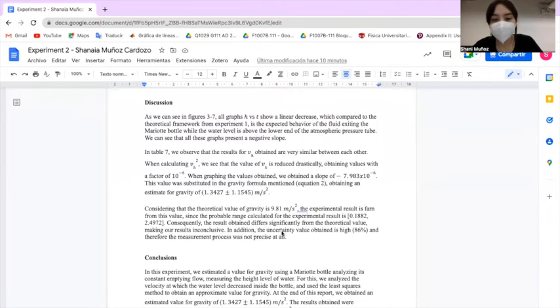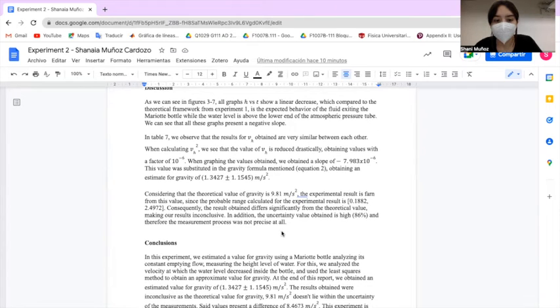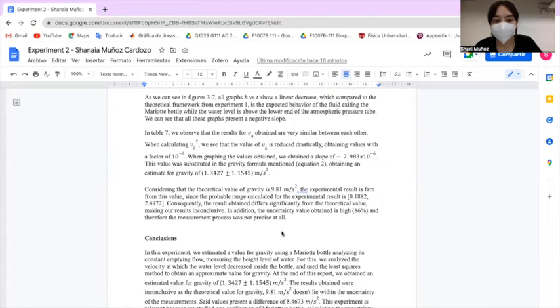As we can see in figures 3 to 7, all graphs h versus t show a linear decrease, which compared to the theoretical framework for experiment 1 is expected behavior of the fluid exiting the Marriott bottle, while the water level is above the lower end of the atmospheric pressure tube. All these graphs present a negative slope. In table 7, we observe that the results for the slope obtained are very similar between each other. When the slope is squared, we see that its value is reduced drastically, obtaining values with a factor of 10 to the minus 6.